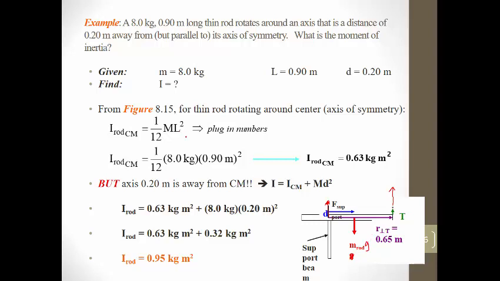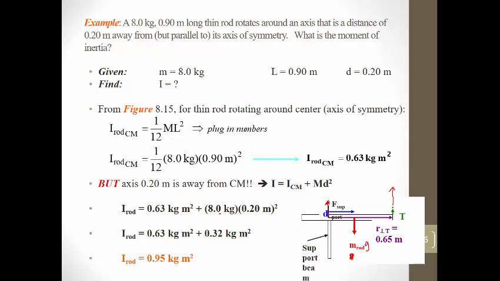And so we look up the rotating rod. We already know it's 1/12 ml squared. And so if we put those numbers in, we get 0.63 kilogram meter squared. But in our case, it's rotating 20 centimeters away from the center of mass. And so we have to add this fudge factor.